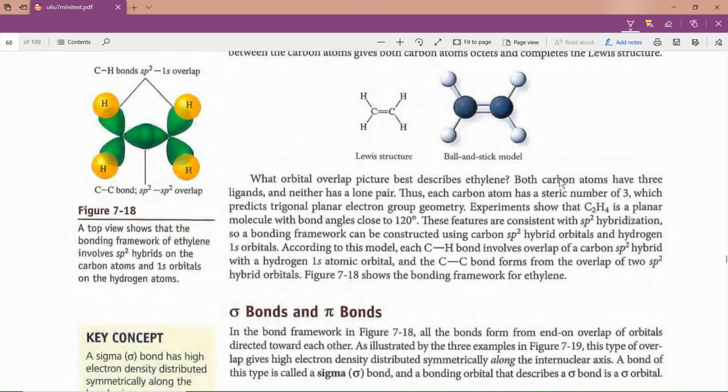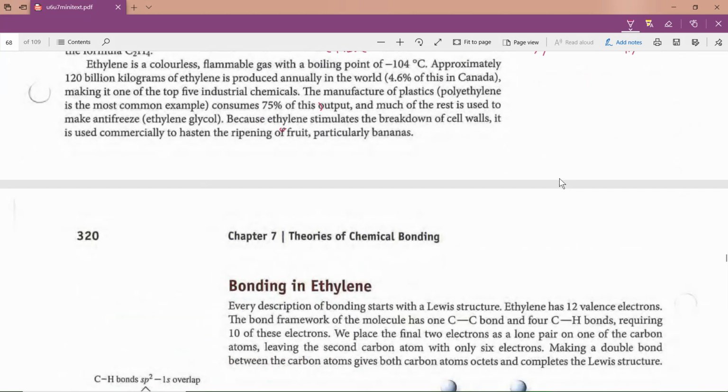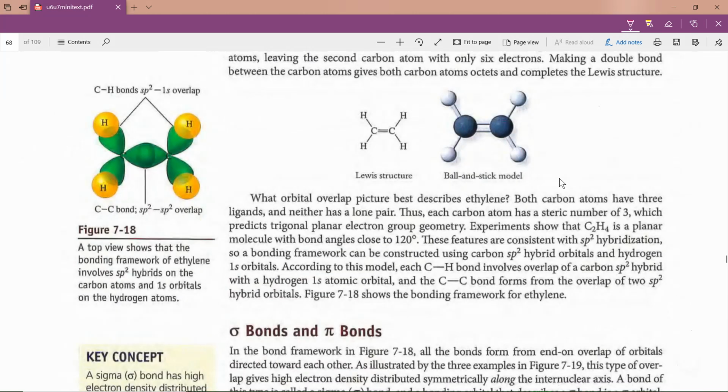So a ball and stick model, and did I say sp3 hybrid or sp2? Okay, it's sp2 hybridization. So here we have in the plane, the sp2 overlap. The other bonds are sp2 carbon with the 1s on the hydrogen. So that's in the plane. That's all good, consistent with 120-degree bond angles.